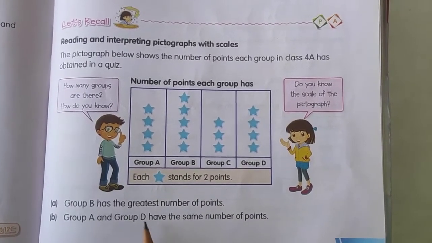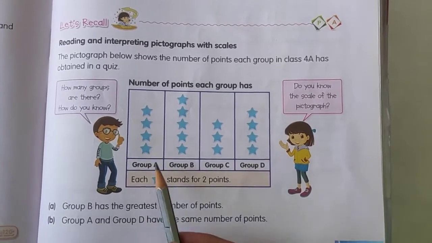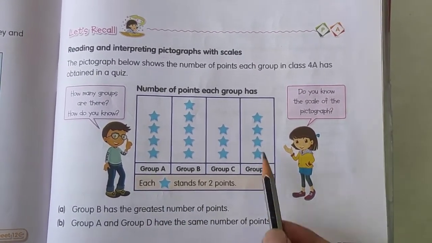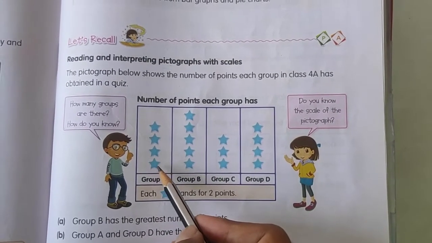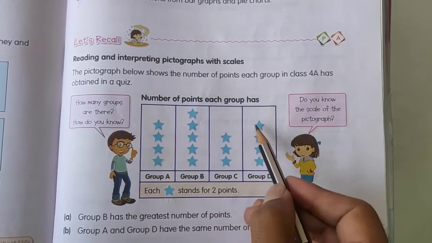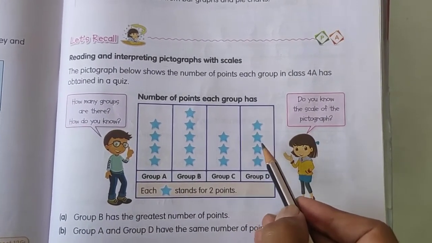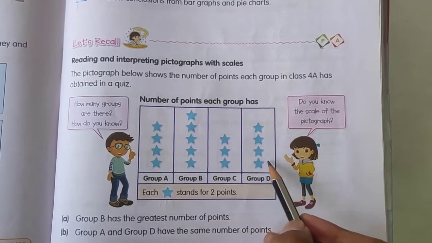Then this point, group A and group D have the same number of points. See, group A and group D. Here also 4 stars, here also 4 stars. Yes, so 4 multiplied by 2, 8. Here also 4 multiplied by 2, 8 points. So both groups A and D have the same number of points.